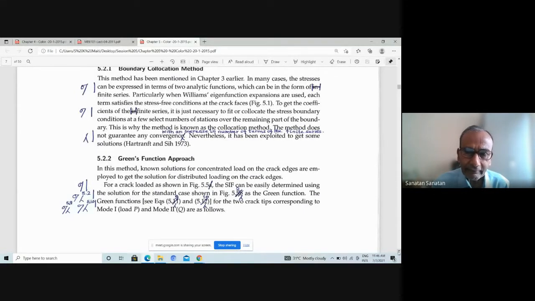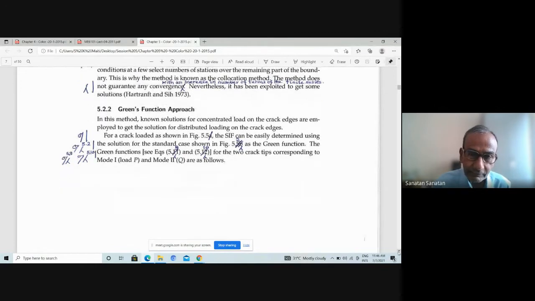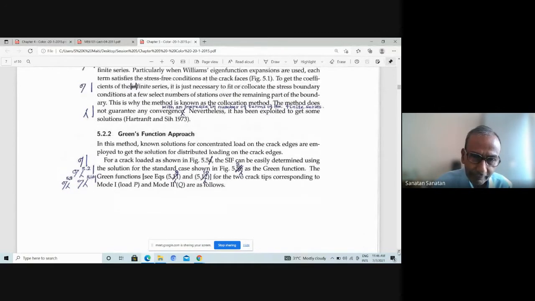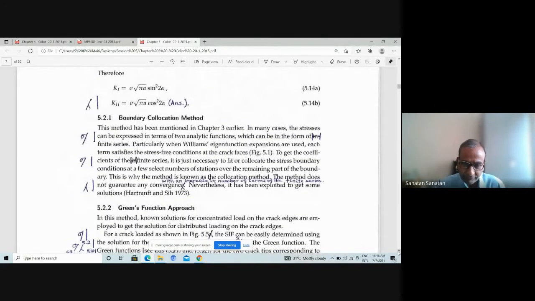Now we'll talk about some other method. That was the stress function method. Next is the boundary collocation method. I would just like you to note what the boundary collocation method is. I think this is a very versatile method and it has wide applications, but I just would like to give you a brief about it.